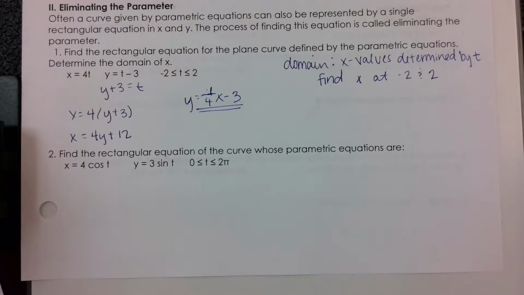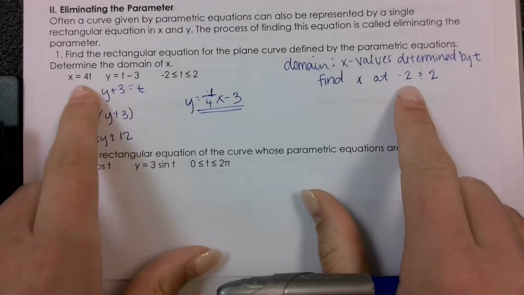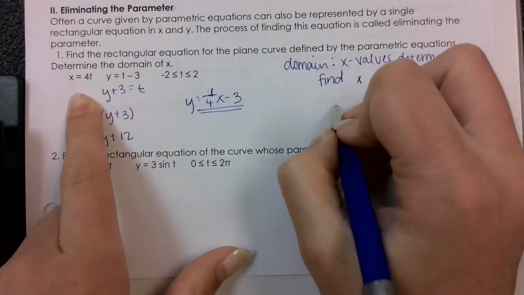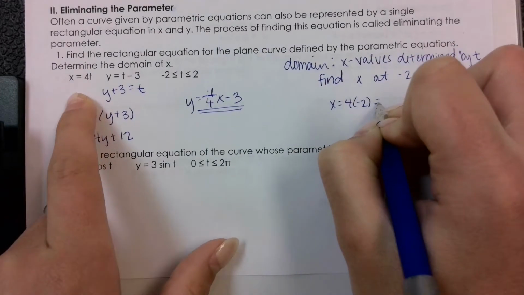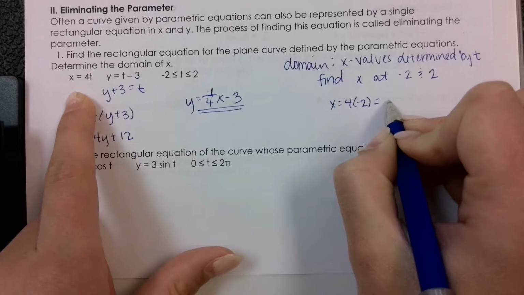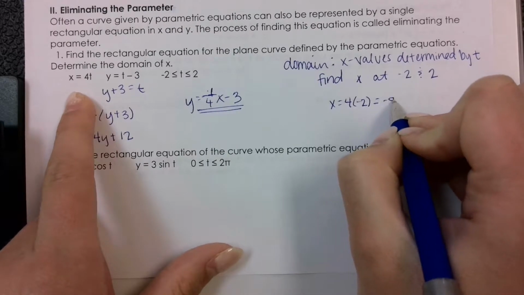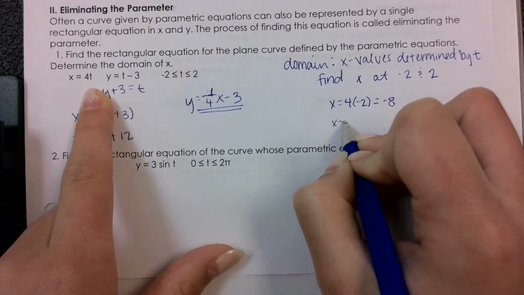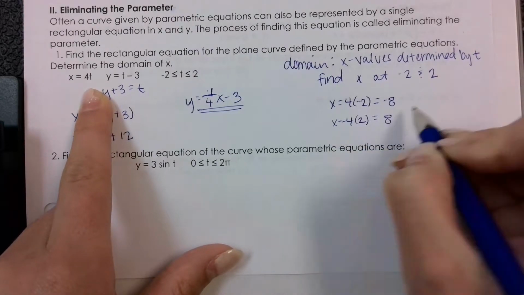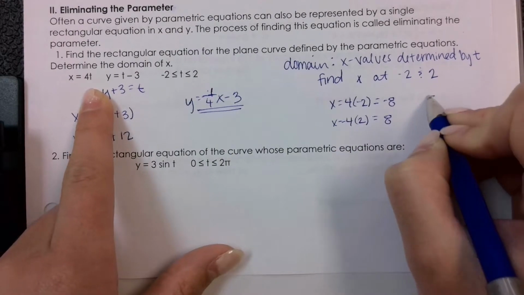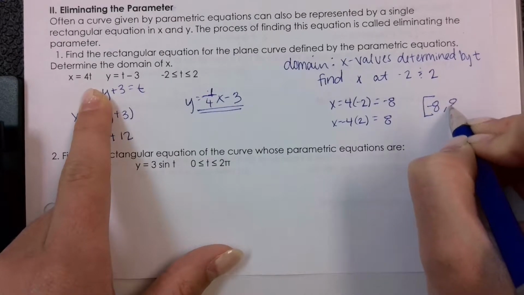So you can just find the beginning and the end, and that'll be our interval. If we plug in negative 2, we have x equals 4 times negative 2. What do you get out? Negative 8. And then we're going to plug in a positive 2, so x equals 4 times positive 2. What do you get out? Positive 8. So your domain here is going to be from negative 8 to positive 8.